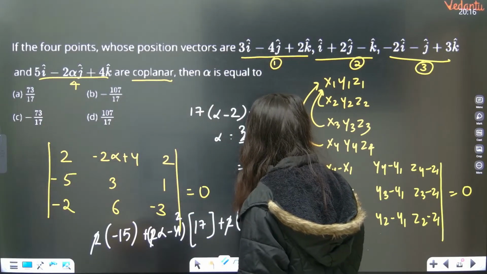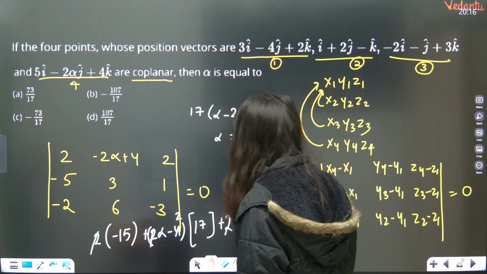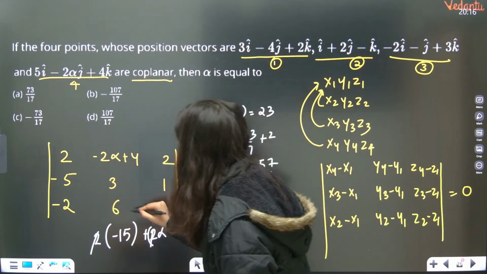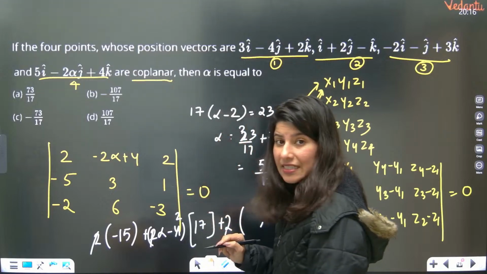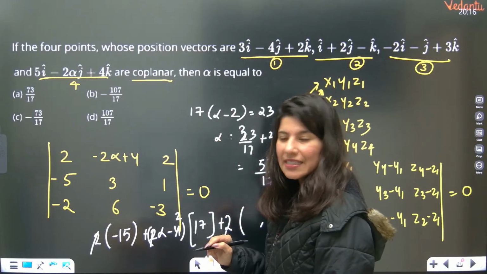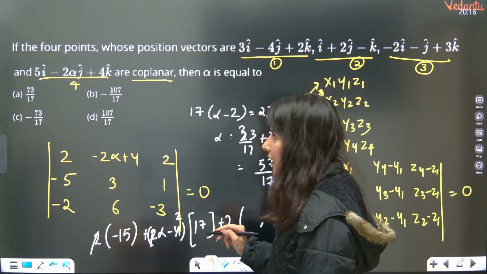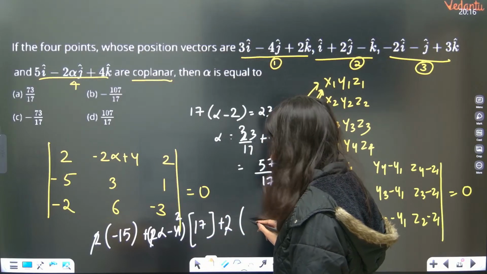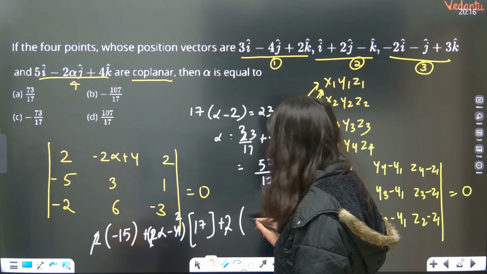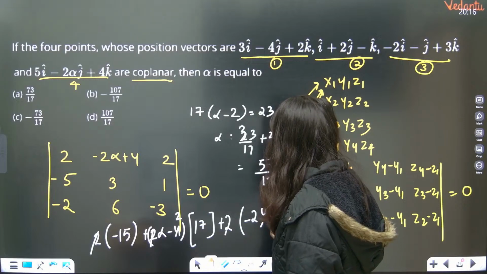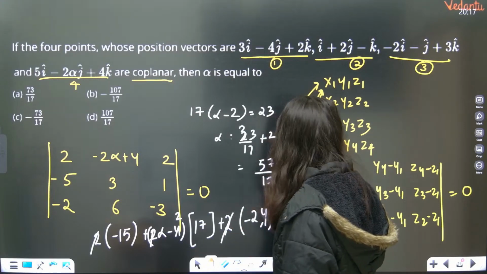Last one, let me do it again. Twice of this is minus 30 plus 6. Tell me, minus 30 plus 6 is going to become what? Minus 24. Yes, better. Now 2 is gone, equals to 0.